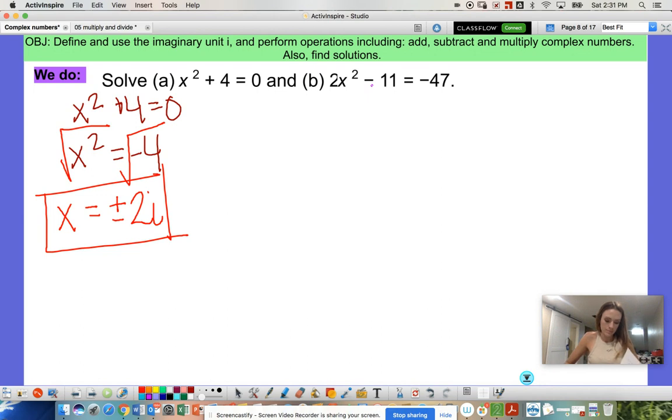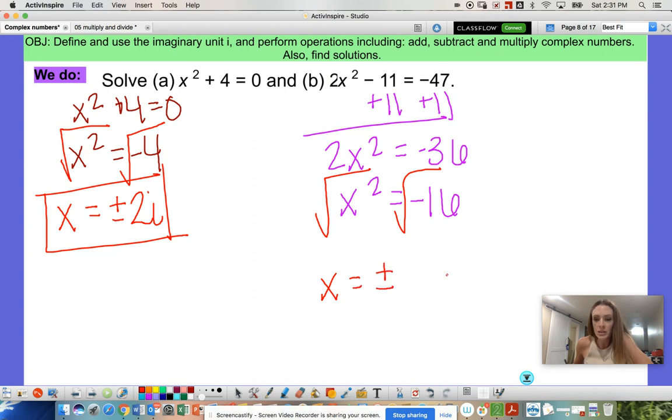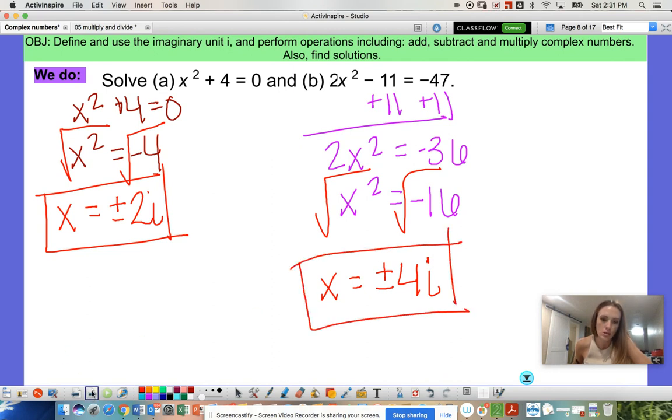Next ones. So let's add 11 here and add 11 here. We'll get 2x squared equals negative 36. Divide by 2, so x squared equals negative 16. And now here we go again. We got a negative, so we got to square root both sides, and x will equal plus or minus the square root of 16 is 4, and so we have a nice square there, and then i. Two solutions, two imaginary solutions. Okay, so write those notes down if you need to.